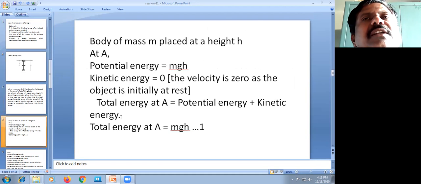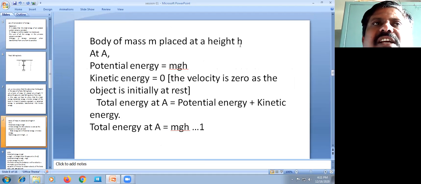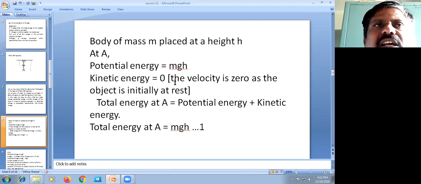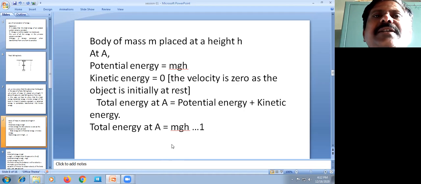Now consider the object at point A. The body of mass m is placed at a height h. At point A, the potential energy of the object is mgh. Initially it is at rest, so the velocity is zero, and the kinetic energy becomes zero. So the total energy of the object is potential energy plus kinetic energy, but here the kinetic energy is zero, so the total energy at point A is mgh.